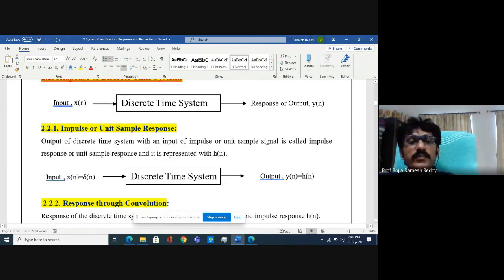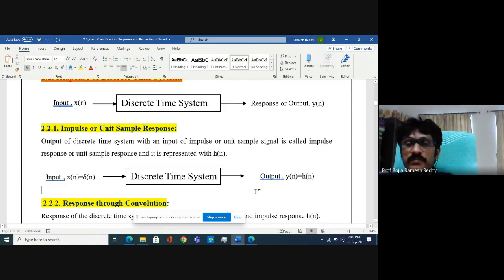First one is impulse response or unit sample response. It is one of the most widely used terms in communication. If we know the system, apply an impulse signal as input to the system and observe the output. Whatever output you get is called the impulse response. That impulse response is represented with h of n. H of n is the notation used to represent impulse response.